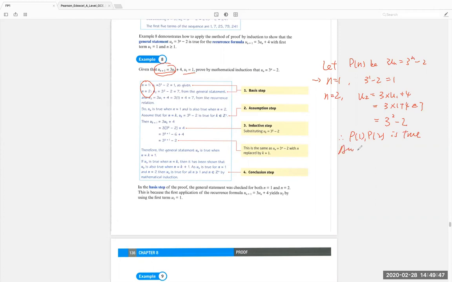And then you do the assumption. Assume Pn is true for some positive integer k. For Pk true for positive integer k, that means Uk equals 3 to the power k minus 2. And then you do something like this: when n equal to k plus 1, prove the following. So you use this recurrence relation.